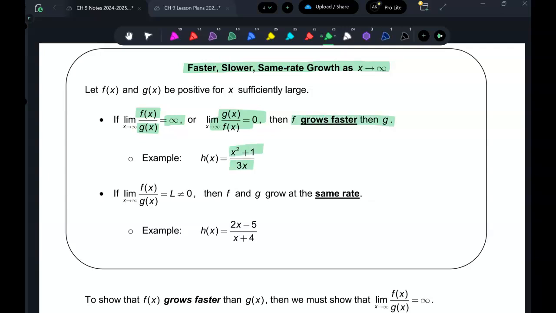Here's an example. There's not much work to show here. That's the thing about this lesson. It's going to be comparing degrees, or possibly we might have to apply L'Hopital's rule. So here, what do we get? Infinity. Therefore, x squared plus 1, we say grows faster than 3x. That's all.